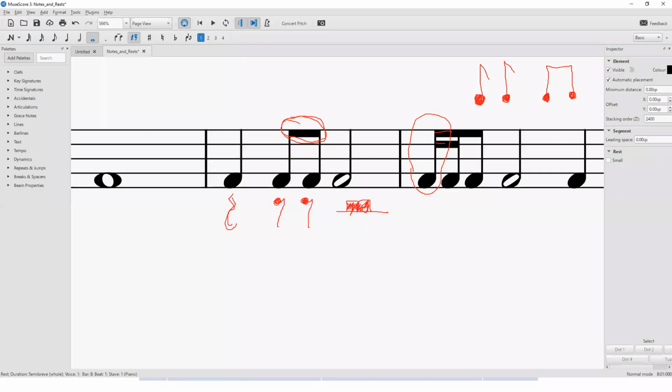So let's go back to our exercise here. So this is a semiquaver. So what is the corresponding rest? It's a semiquaver rest, or a 16th rest, which looks like a pole with two flags.